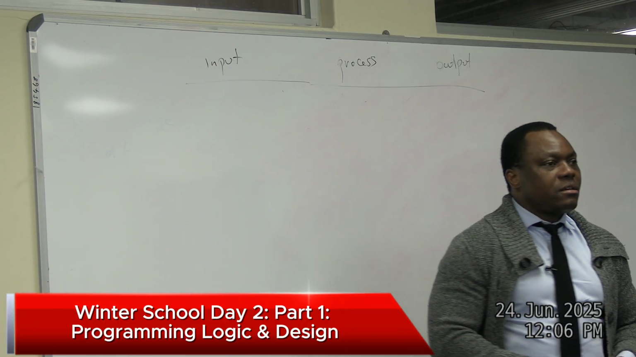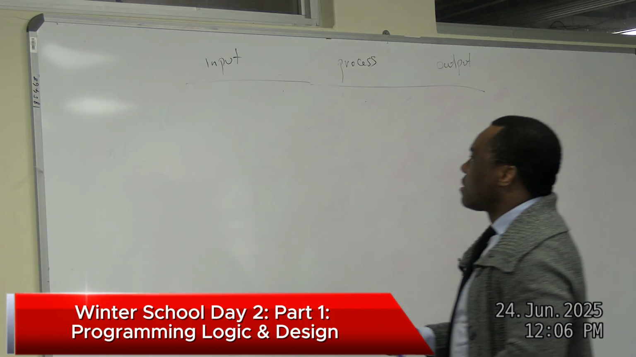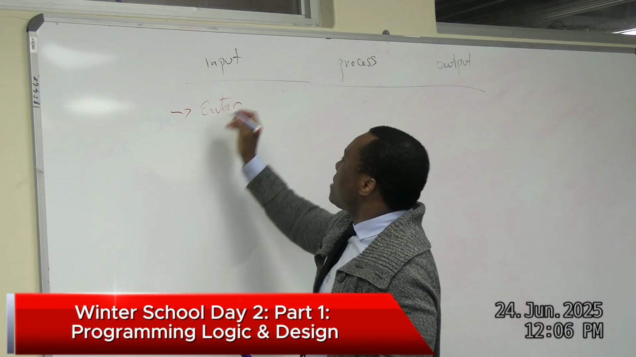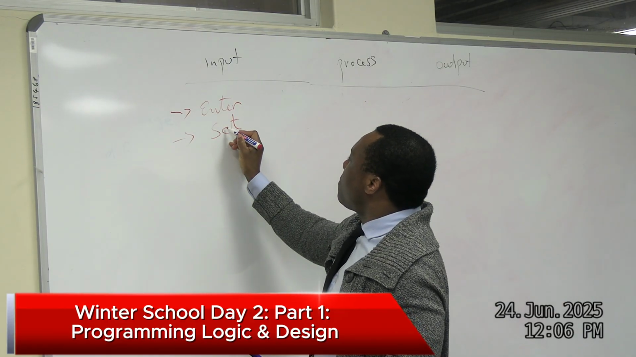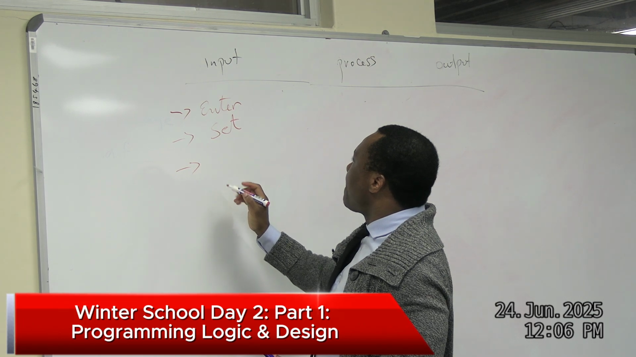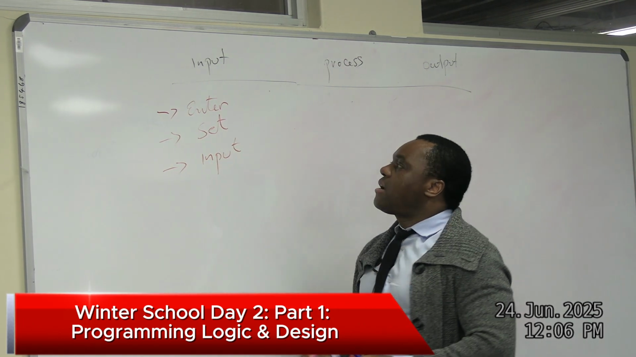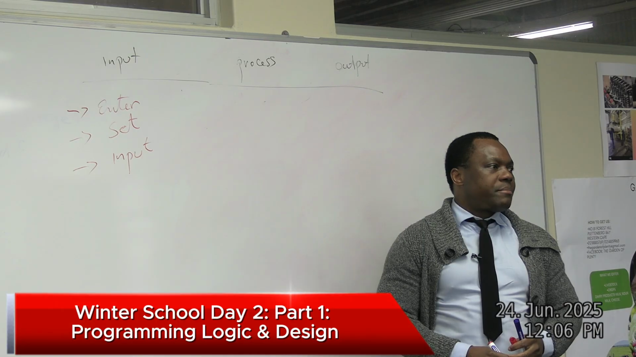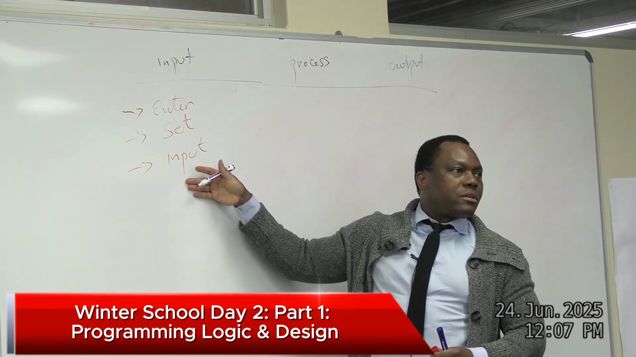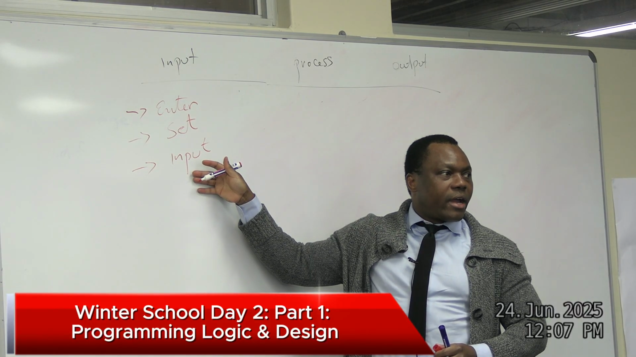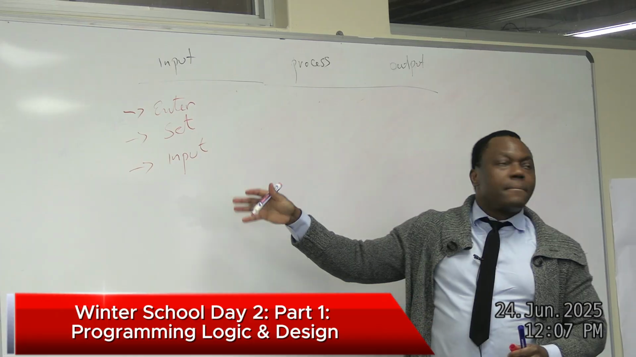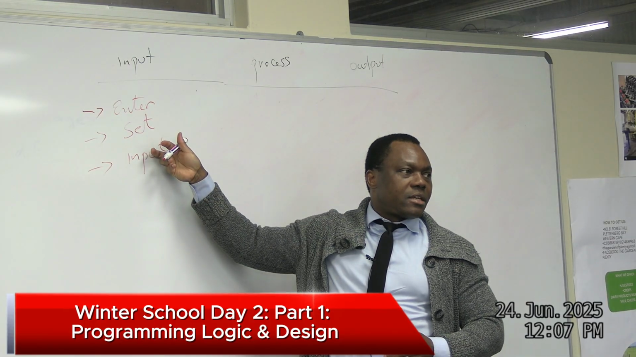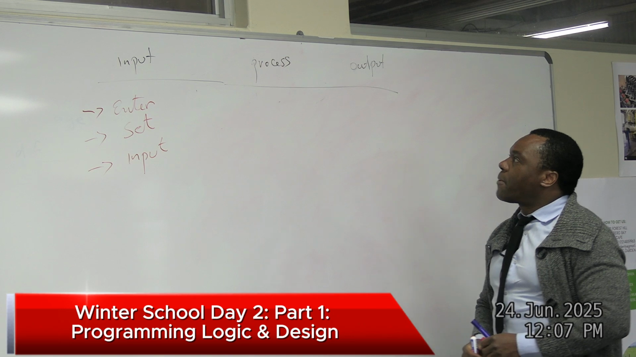We have identified a few keywords for input. The first keyword is enter. The second one, set. The third one, input. These are the keywords often used to identify the input concept. These keywords can be used in your pseudocode. Okay? So, you are not going to mix them. The first you said enter, second one set. You must choose any of these 3. Is that correct?